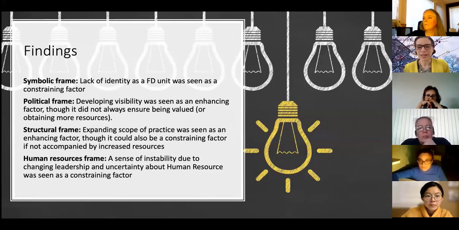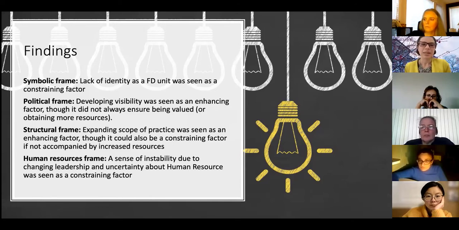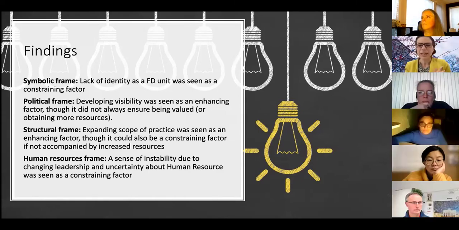So if we look at the symbolic frame, the theme that was quite evident from our analysis of the participants' responses was that a lack of identity as a faculty development unit was seen as a constraining factor. And here we received responses such as people don't know who we are and what we do, and because we have changed so much, it's almost difficult to create a stable identity of who we are as a unit and what's our mandate and vision. And that proved to be problematic because if others couldn't articulate what is being done by the faculty development unit and the impact that it's having, it was found to be really a constraining factor in not having that solid and established identity.